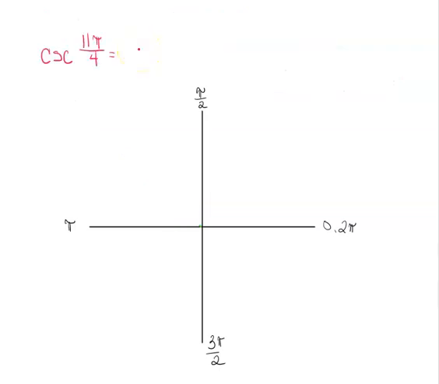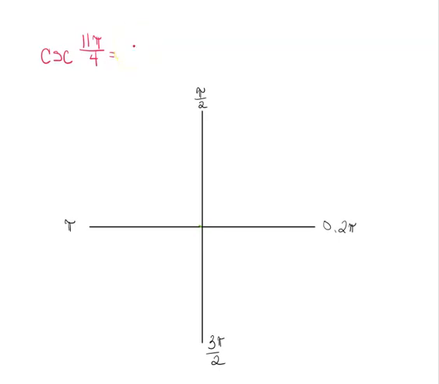Let's do one last example. Let's find the cosecant of 11 pi over 4, which we know is definitely not acute. We need to find 11 pi over 4's coterminal angle because not only is it bigger than pi over 2, it's bigger than 2 pi. We know that 4 goes into 11 twice with 3 left over.